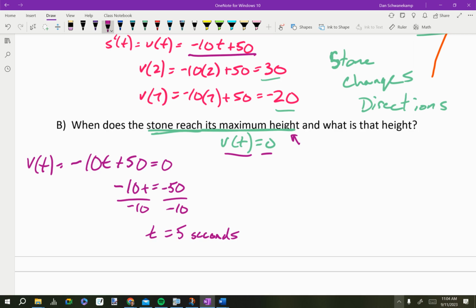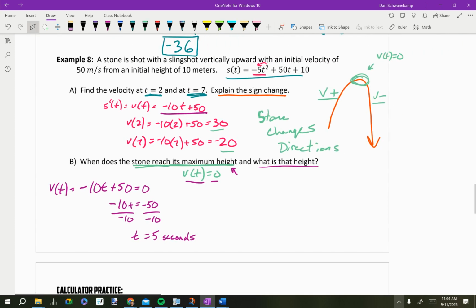The next question is, what is that height? We want to know what the height of the stone is at that point. What do we do to find that? Good. We want to plug into position because I want to know what the height is. How do I find the height? By the position equation. Okay, so we're going to find S of 5. I'm going to take 5 and plug it into this equation right here.